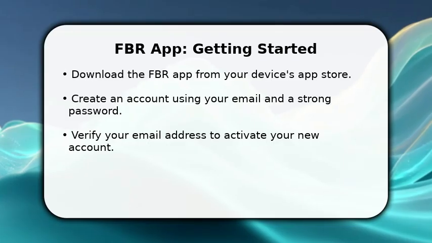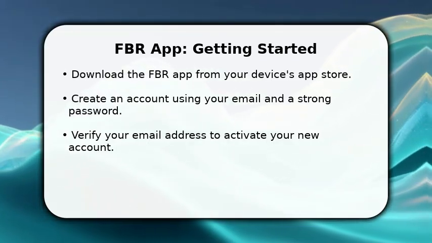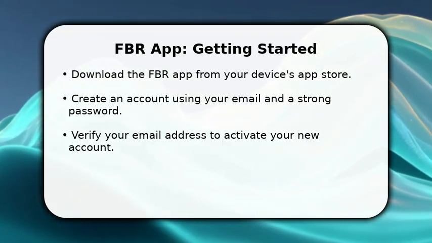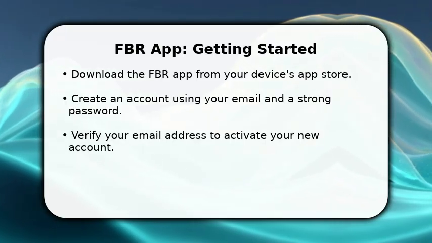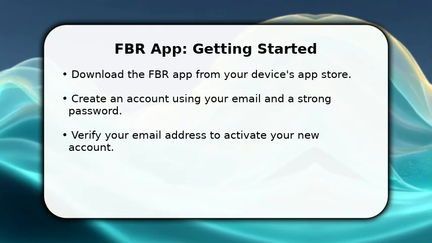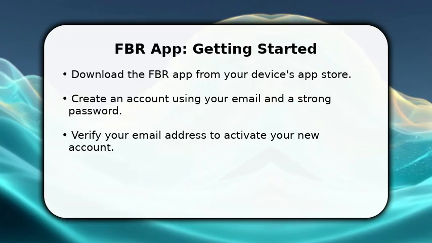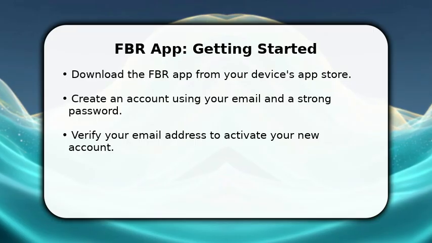In this video, I will explain how to use the FBR app. First, you'll want to download the FBR app from your device's App Store. Once downloaded, proceed to create an account using your email address and a strong, unique password. Remember to verify your email to fully activate your new account and gain access to all features. This initial setup is crucial for a smooth experience.